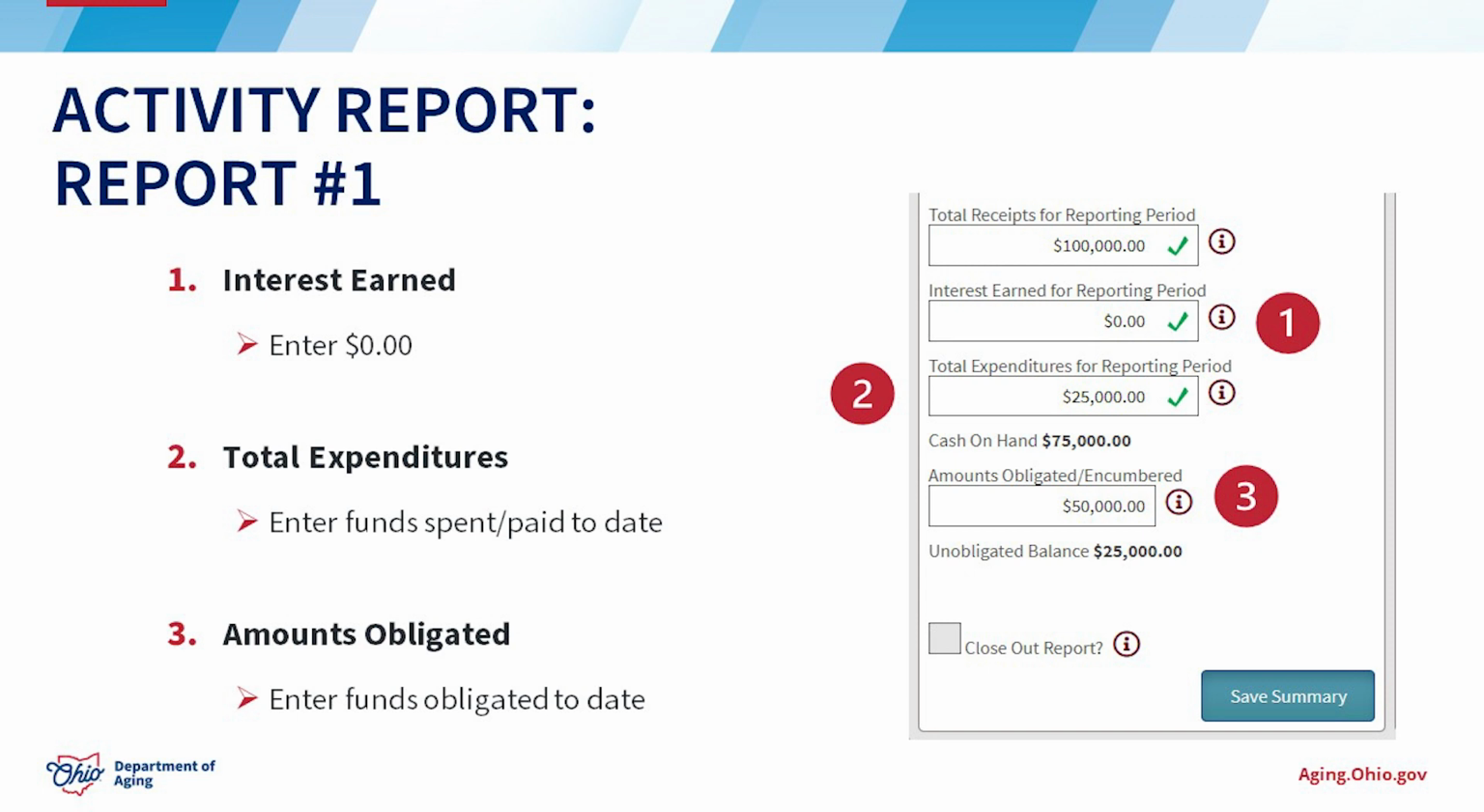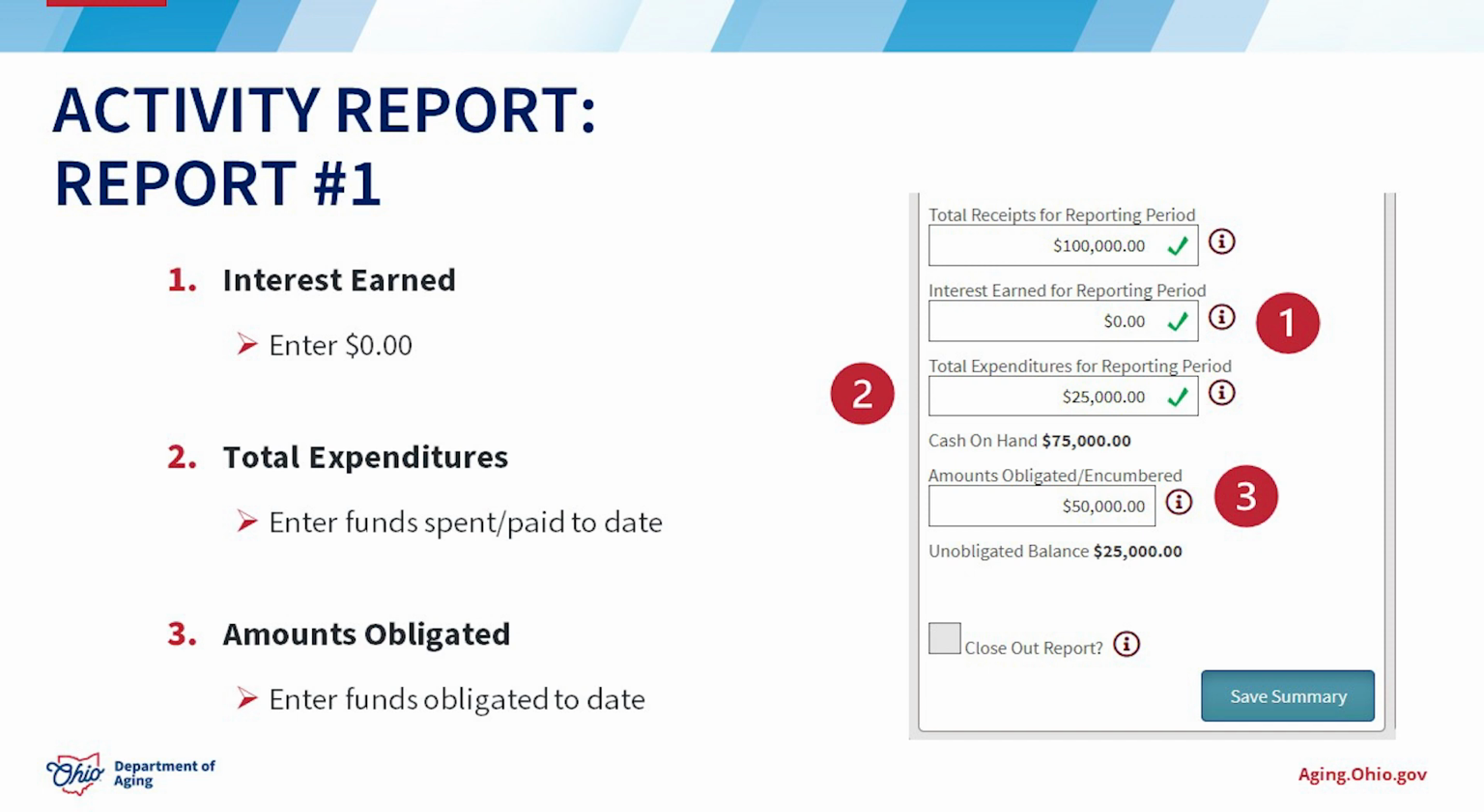You'll see that my cash on hand balance now automatically updated to $75,000. This is important because that $75,000 will carry through as a beginning balance on my next report, report 2, which we'll look at here momentarily.